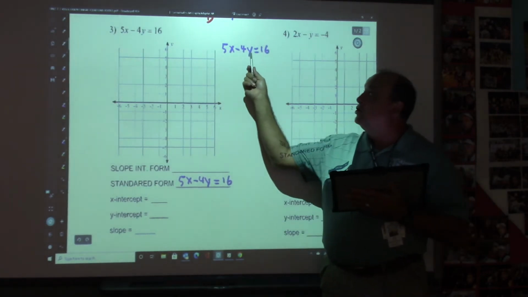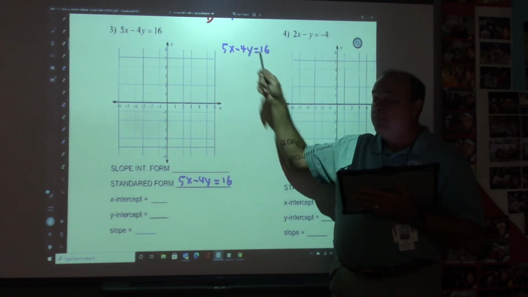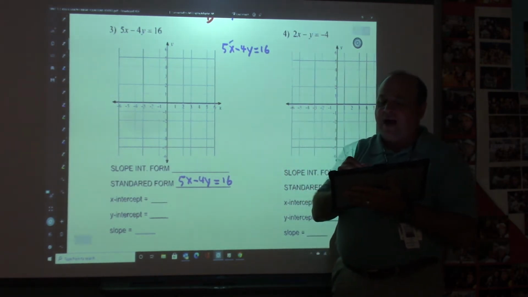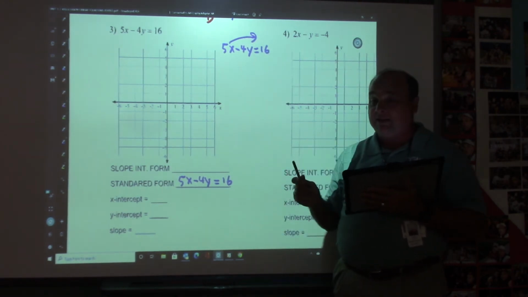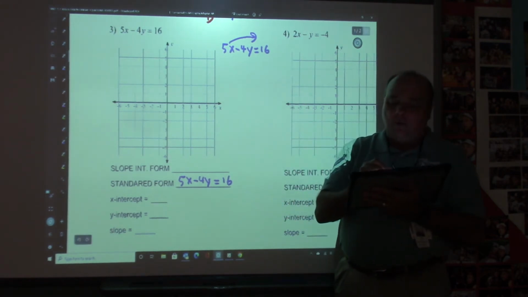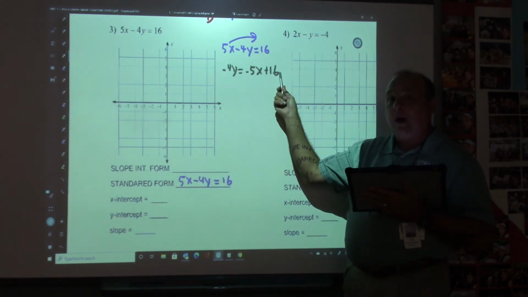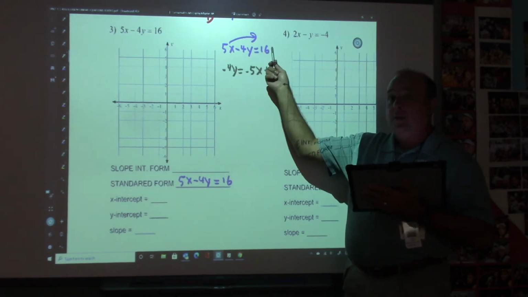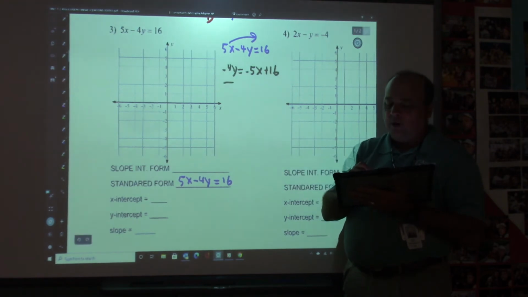To make it y-intercept, we have to solve for the y, don't we? So we're going to move the 5x across and divide by the negative 4. When I move that 5x over, it's going to go from a positive to a negative, the same way we solve literal equations. So now I'm going to write down negative 4y equals negative 5x plus 16. Remember, I want y equals mx plus b, right? In standard form, I want x, y, and a number. In y-intercept form, y equals x and the number. Now I need to divide by negative 4, don't I?